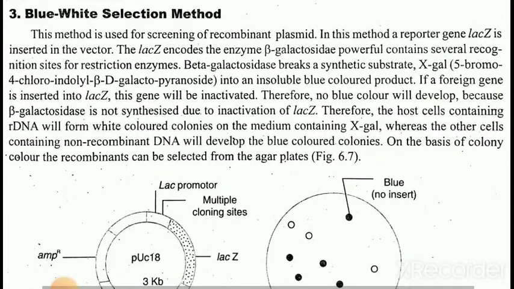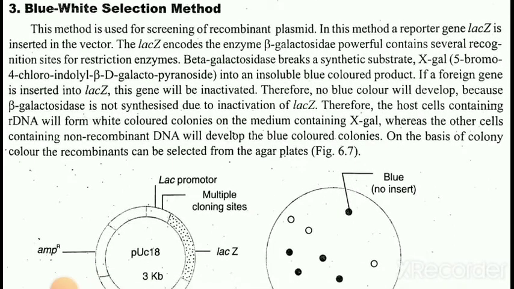3. Blue-white selection method. This method is used for screening of recombinant plasmid. In this method, a reporter gene lacZ is inserted in the vector. The lacZ encodes the enzyme beta-galactosidase, which contains several recognition sites for restriction enzymes.